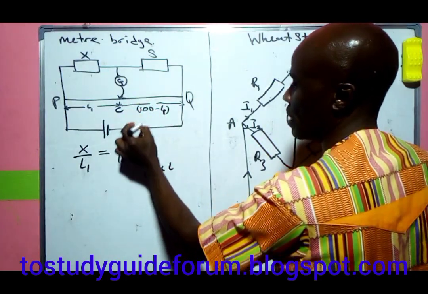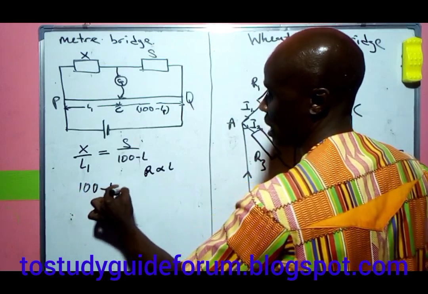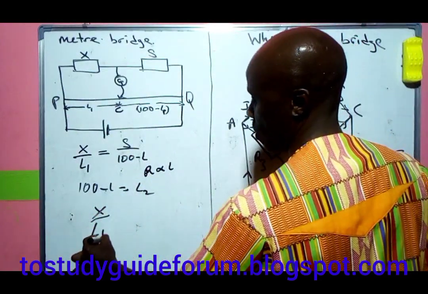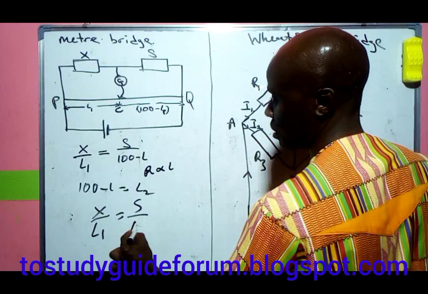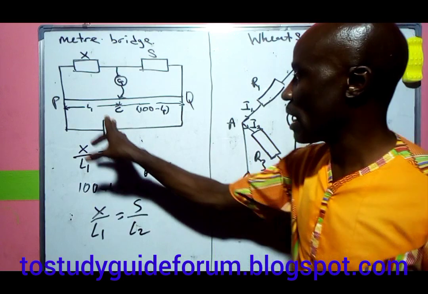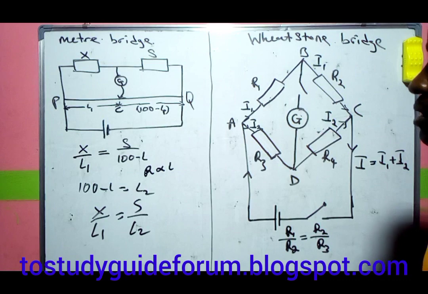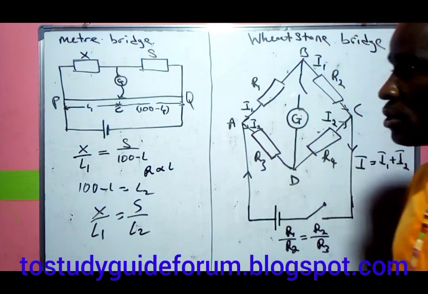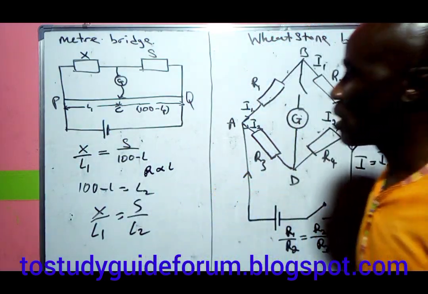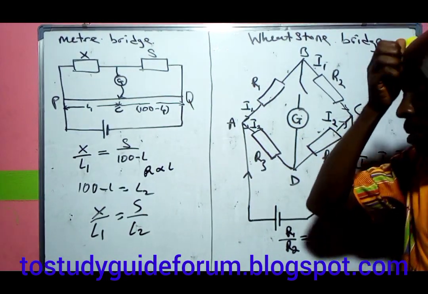This 100 minus L can also be considered as L2. In other words, making it x over L1 equal to the standard resistor over L2. They are still the same thing. So this is what we use to get our value whenever we're doing this calculation to determine the value of the unknown resistor. Here we have the key and the cell that generates the current around this meter bridge.